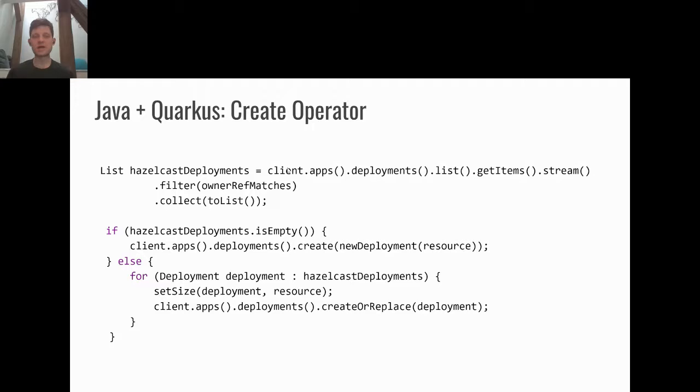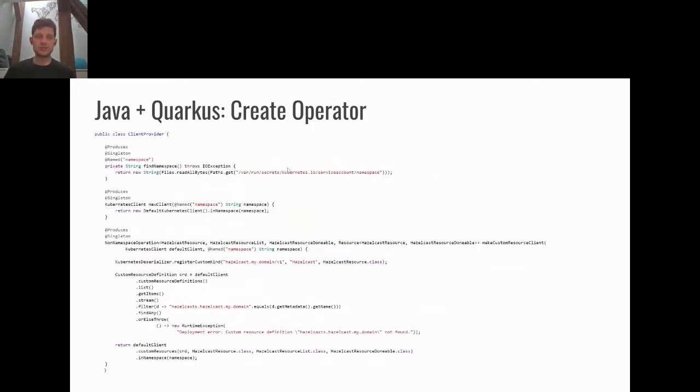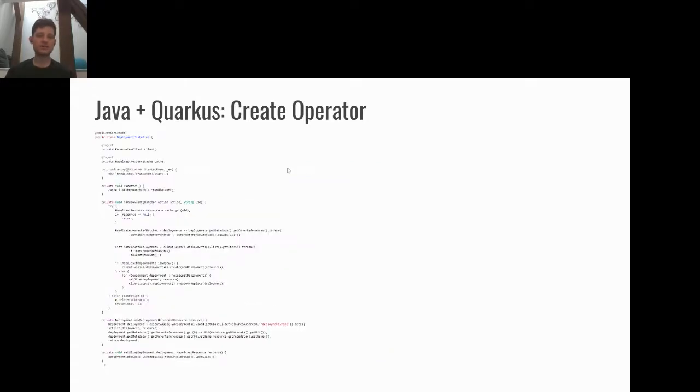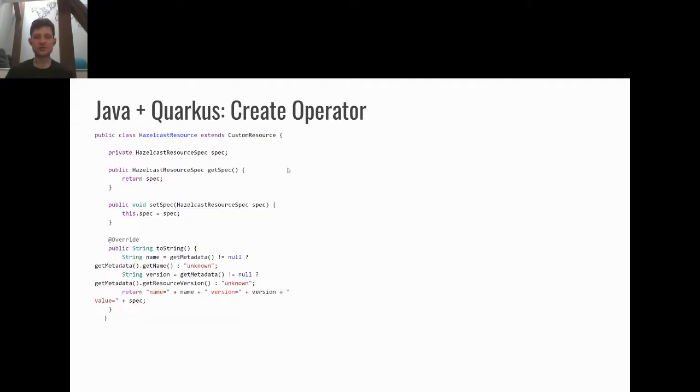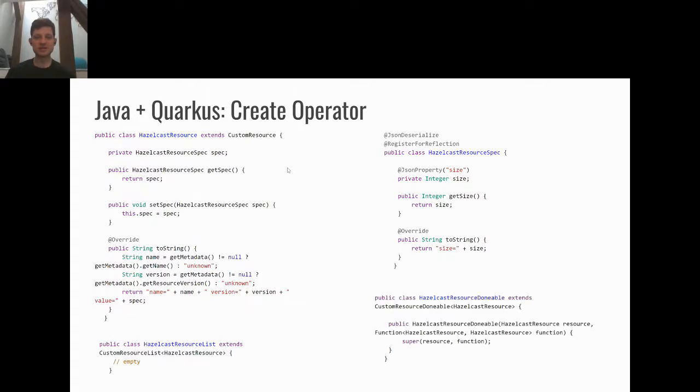Imperative logic, step by step. But obviously, like in Java, you need to write a lot of other things. So this is another client provider, providing the Kubernetes client in the Quarkus framework, and you have to write a lot more code, this and the Hazelcast resource.